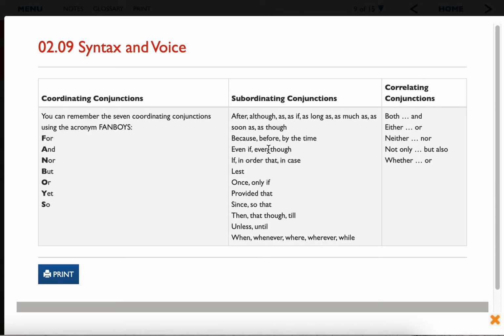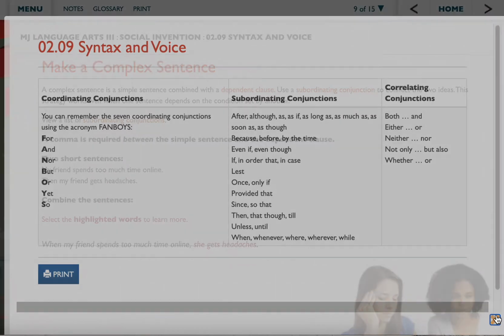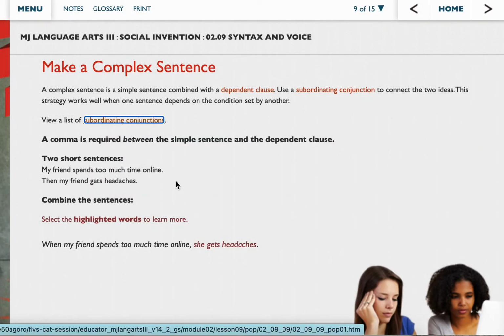After, although, even though, once, provided that, since, so, unless. A comma is required between the simple sentence and the dependent clause. Let's look at some examples.